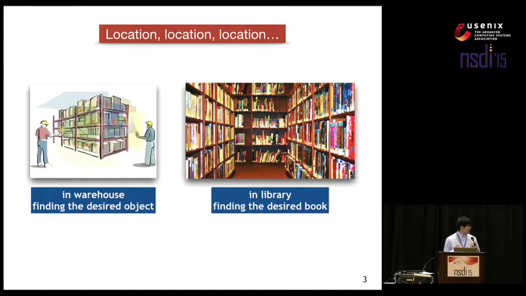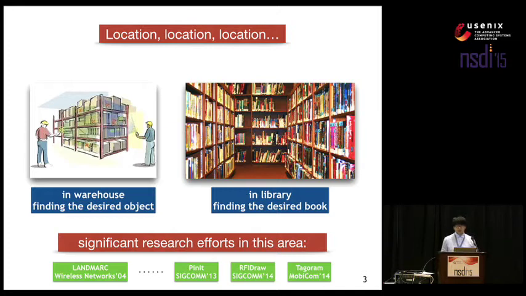During the past years, there have been a lot of research efforts in object localization. The proposed localization schemes use either fingerprinting or ranging-based methodology to acquire the so-called absolute location of the object. Here, by absolute location, we mean detecting the latitude and the longitude of the desired object.